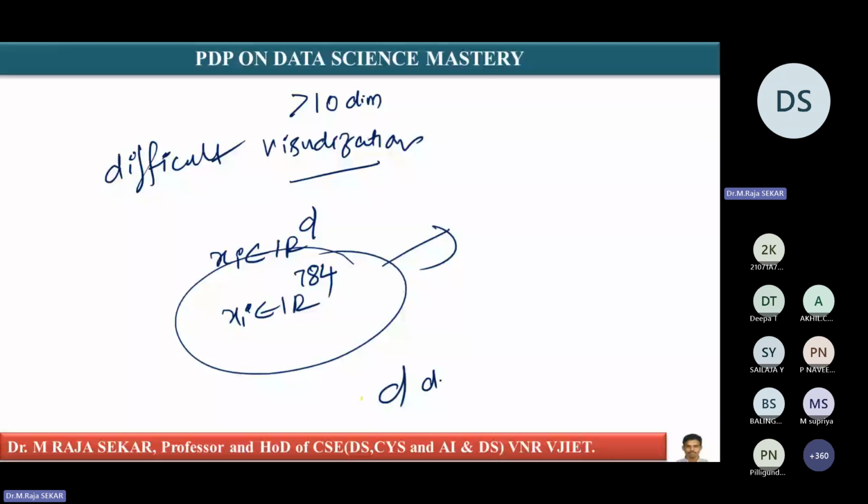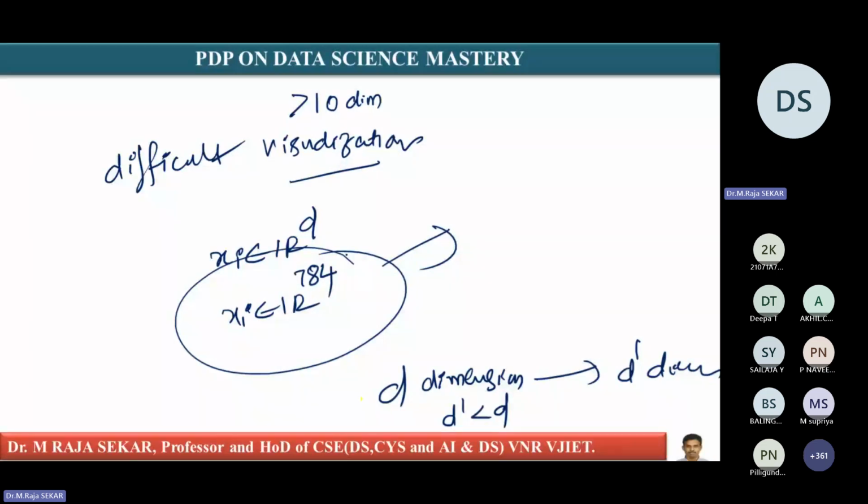Let me say, originally you have D dimensions. You have to convert into D dash dimensions. What is the relation between D dash and D? Your D dash must be less than D, isn't it? Yes. First we must understand why we have to reduce dimension, because to visualize.